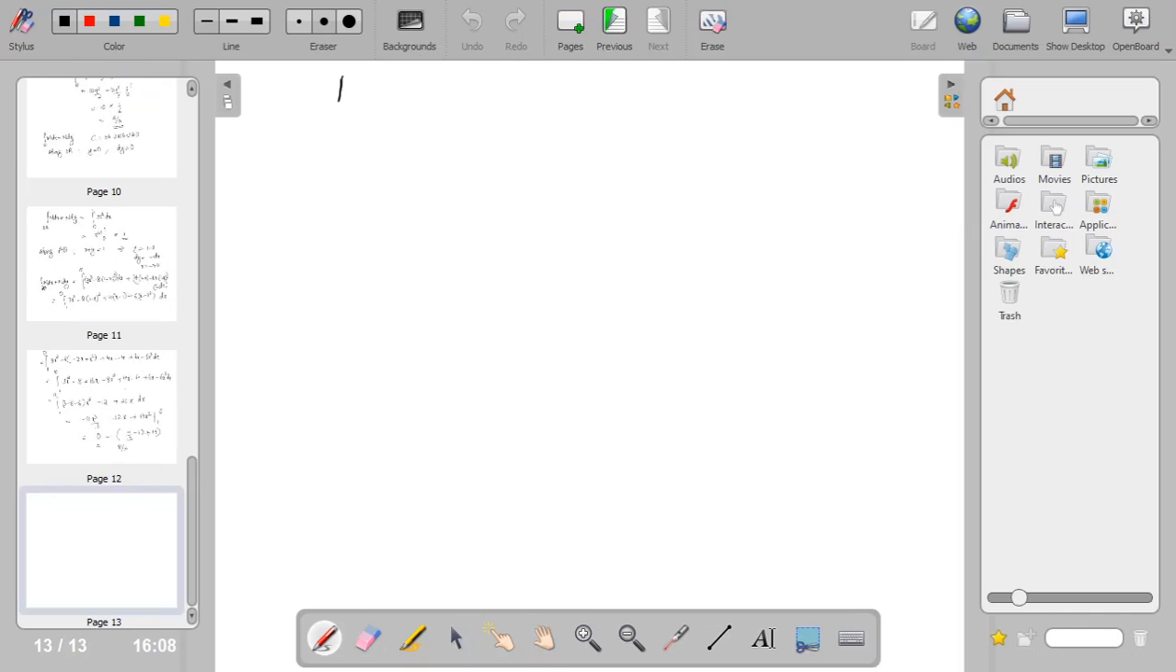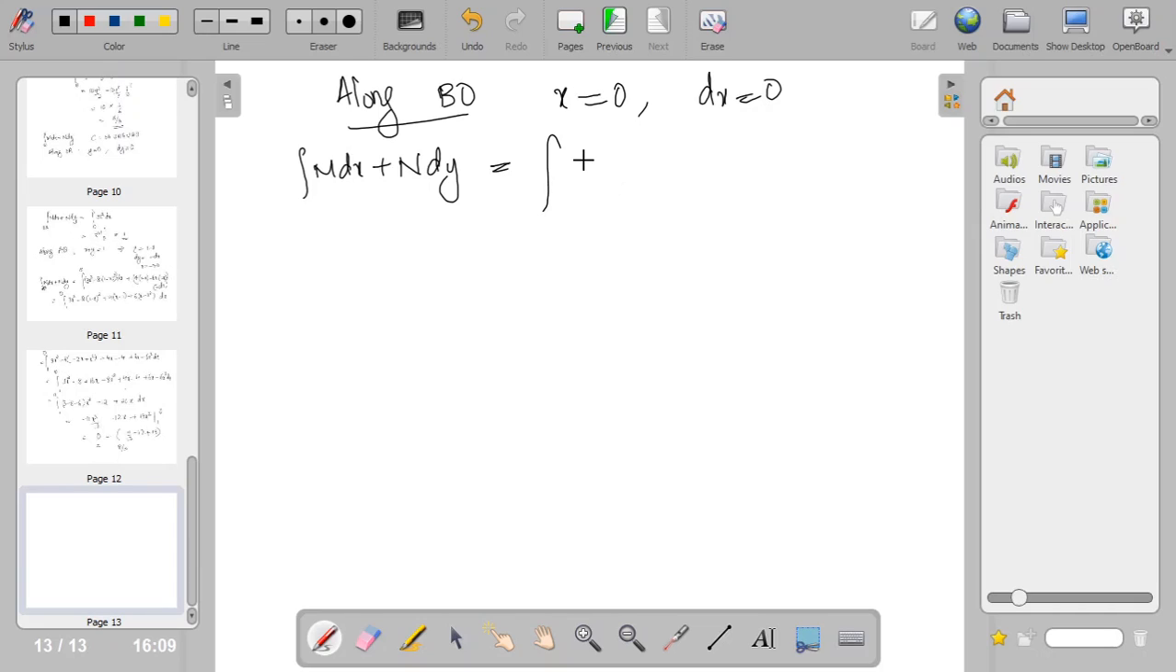And next we need to evaluate along BO. So along BO we have x equal to 0, so dx will be equal to 0. So integral m dx plus n dy will be equal to, first term 0, second term 4y dy, and y will vary from 1 to 0. So that is 2y square from 1 to 0. So you will get minus 2.